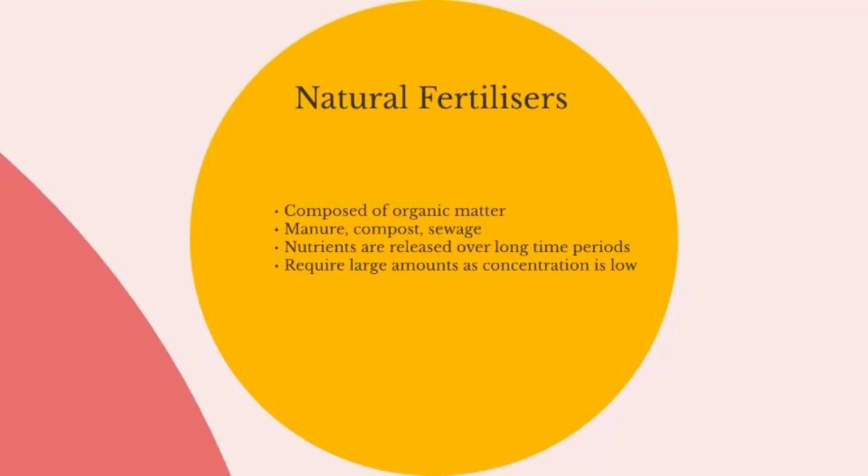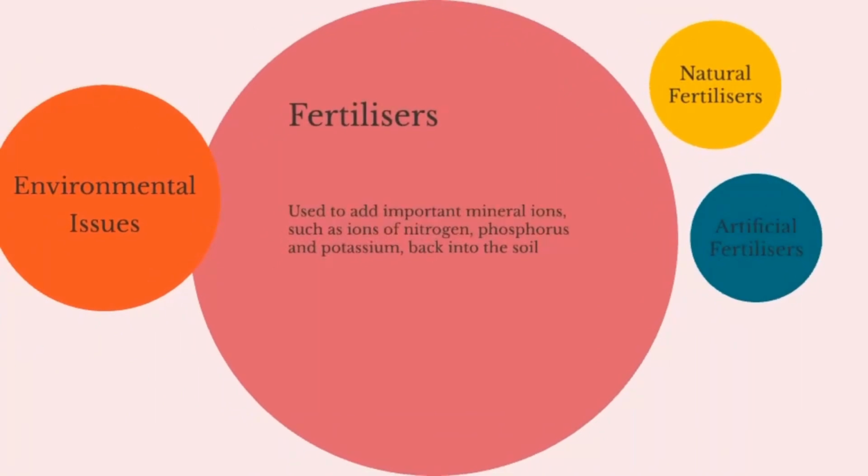So these nutrients are released over a very long time period because the complex matter that they are part of needs to be broken down by the different microorganisms that we previously discussed. And you require large amounts of this fertilizer to treat the soil of farms and things like that, because the concentration of the nutrients within it is quite low. So if you are a farmer and you have a massive field, you will need a lot of manure in order to get the right amount of nitrogen into your soil to help your plants grow.